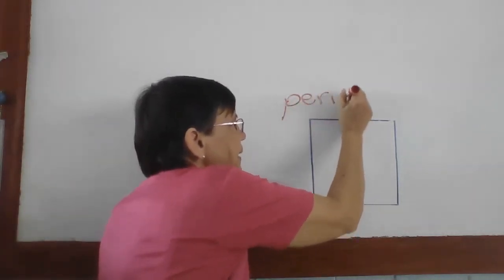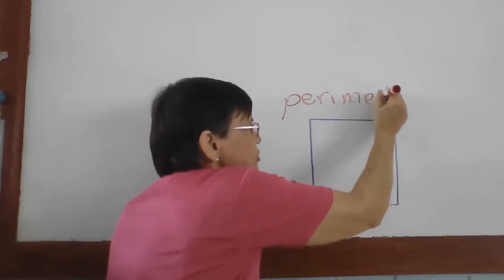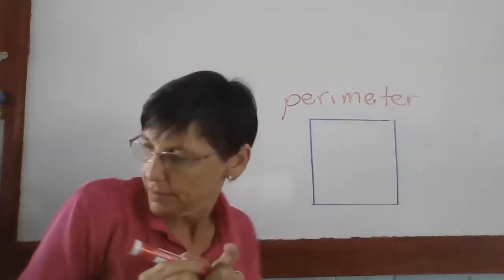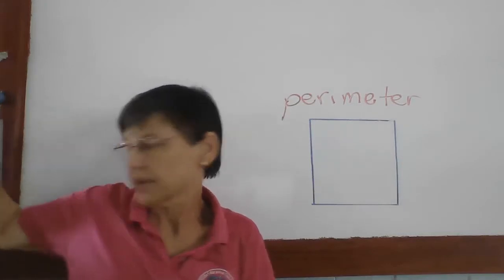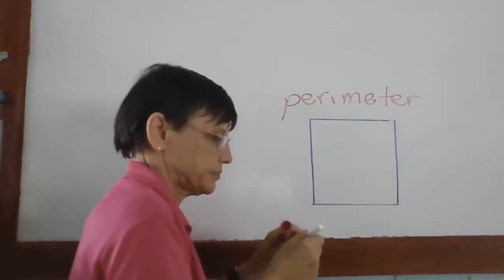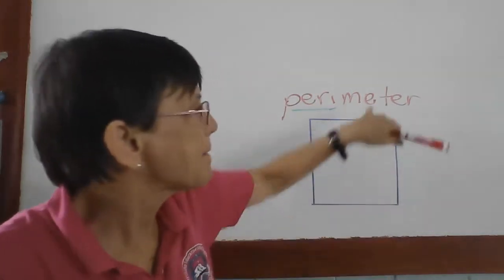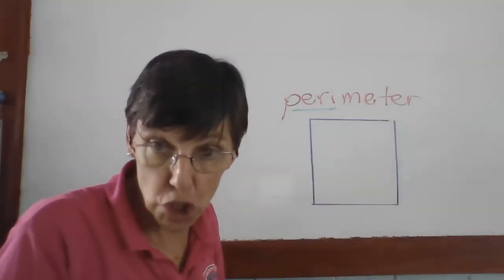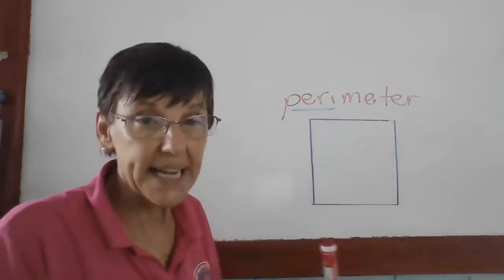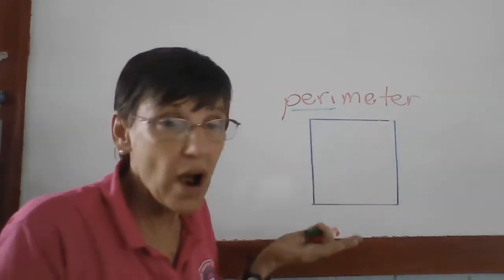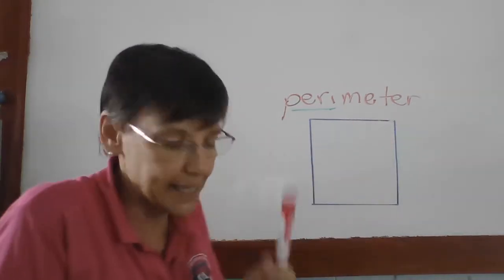Okay, our word is perimeter. The peri part means to walk around. Meter means to measure. So the perimeter is if you walk around, how big is it? Okay?